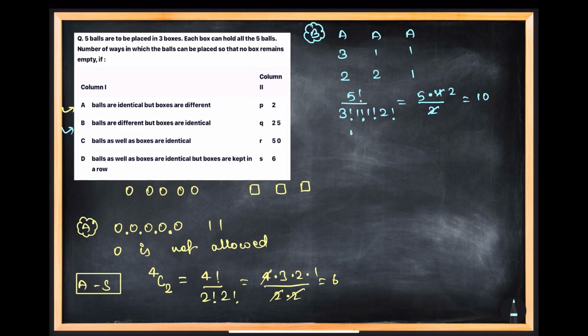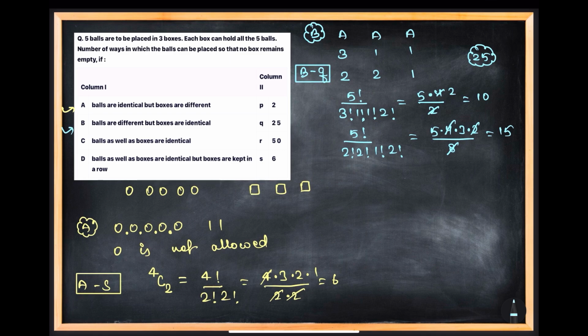Now it is 5 factorial by 2 factorial, 2 factorial, 1 factorial. 2 is repeating twice, for that 2 factorial, so it is 8. So 5 4 3 2 by 8. 4 twos are 8. So it is 15. So in this case we got 10 plus 15, which is 25. So the answer for this part is 25. So we can connect B with Q.